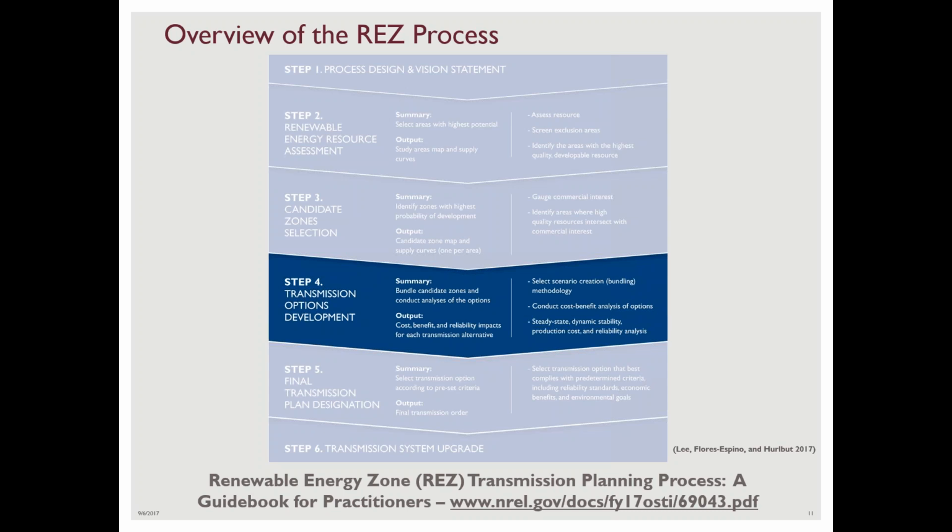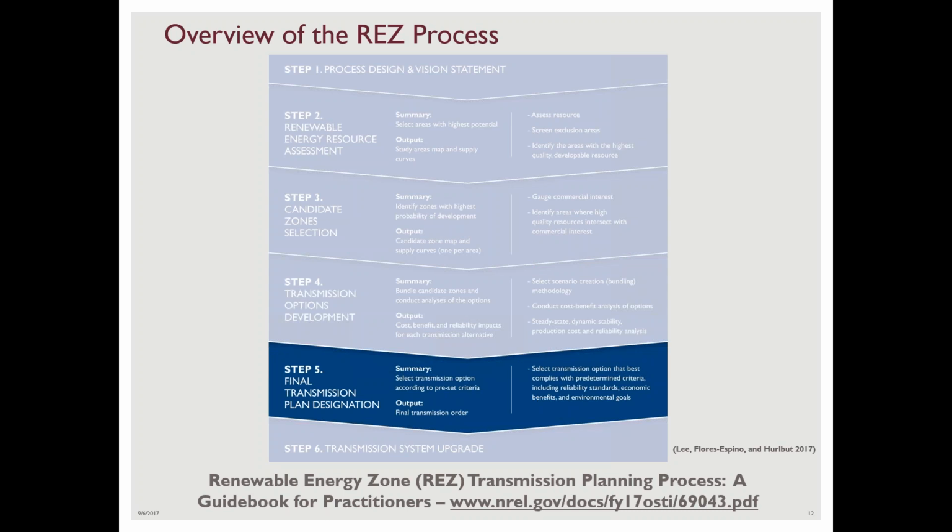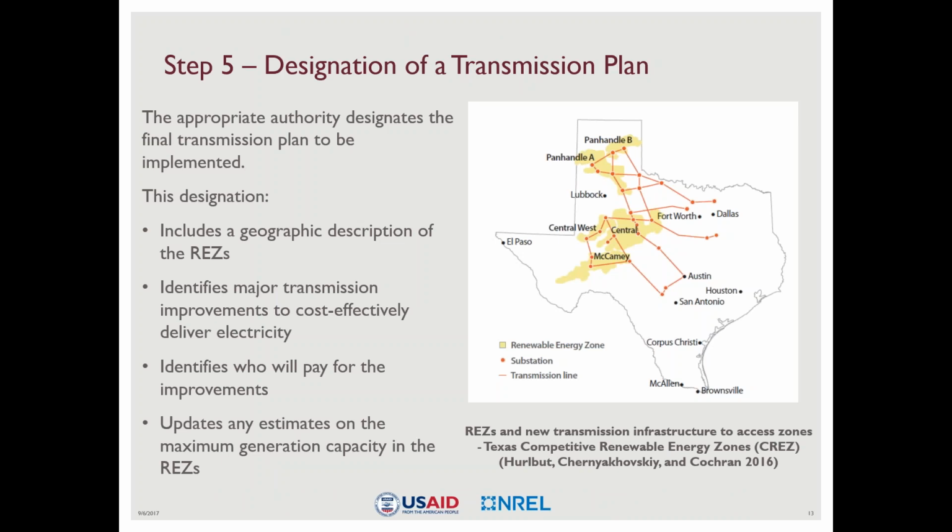So once we've looked at a number of these transmission system options, possibly 3 to 5 really attractive options, we select the option that is most attractive according to a set of preset criteria that would identify that transmission system option that has the enhancements and expansion options that would be most attractive and would allow us to make a final transmission order. So here in step 5, the appropriate authority would designate the final transmission plan to be implemented, and this designation would include a geographical description of the renewable energy zones.